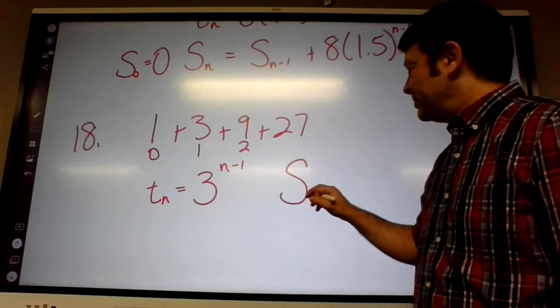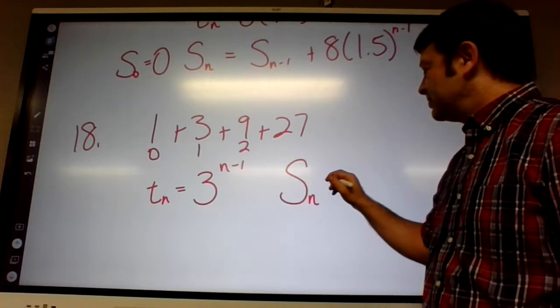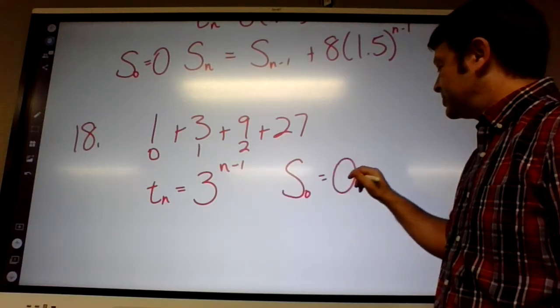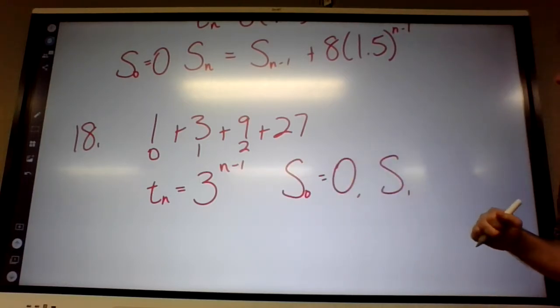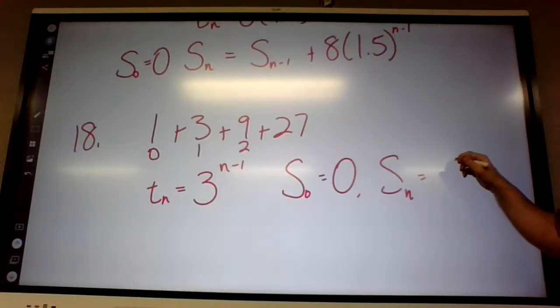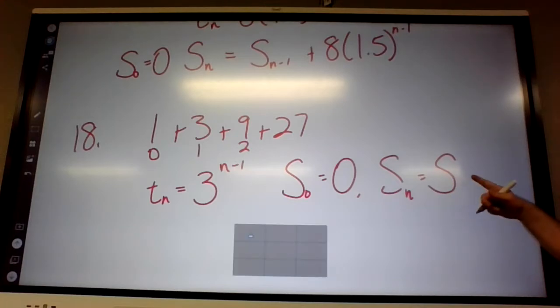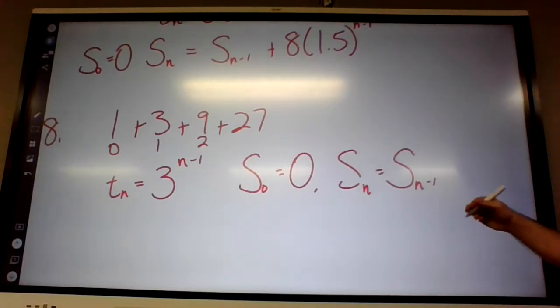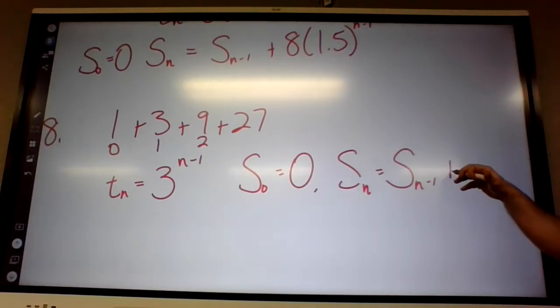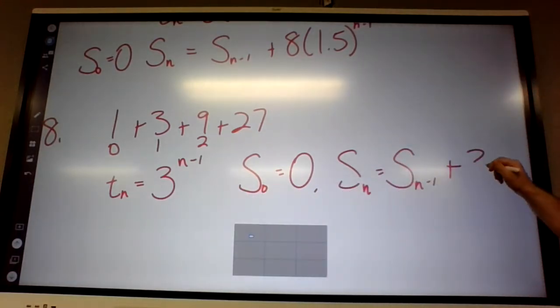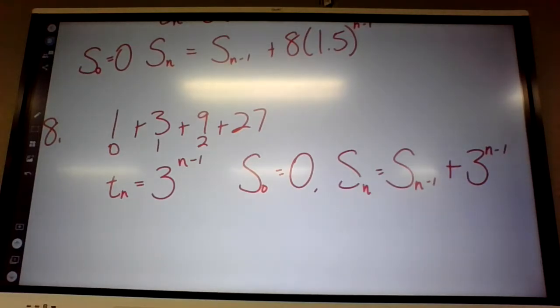All right, and then, they always start out with this, don't they? S of 0 equals 0. So S of 1... S of n equals, if it's recursive, what always goes right here? N minus 1, based on the last term. Okay, what are we adding to that? That's how you do it.